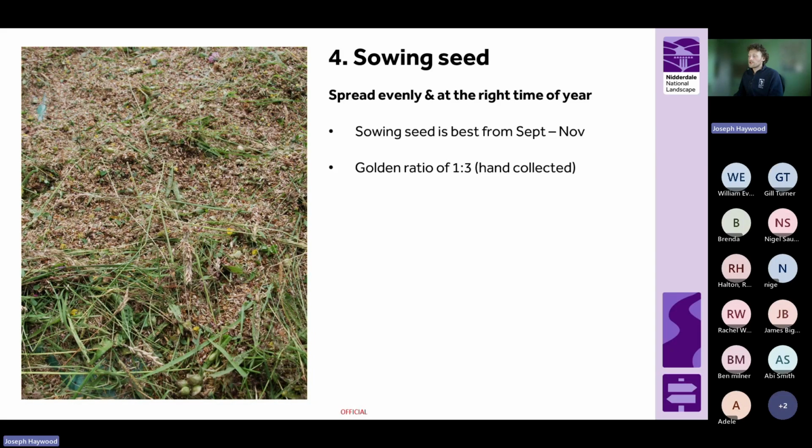The golden ratio, which I've mentioned earlier, of 1 to 3. Well, this is a different golden ratio. If you're hand collecting, you want to take a third of an area every 3 years. Now, this golden ratio is how far the seeds you've harvested can spread. So if you've harvested seed from a 1 square meter area, that can be spread on a 3 square meter area. Whatever the area you harvest, you can spread that on 3 times the area.